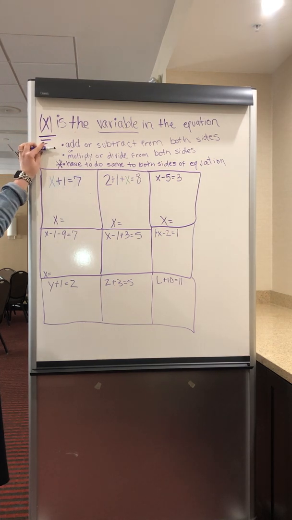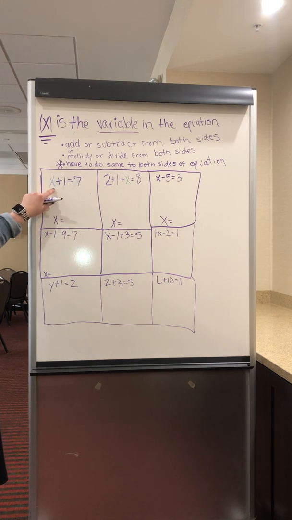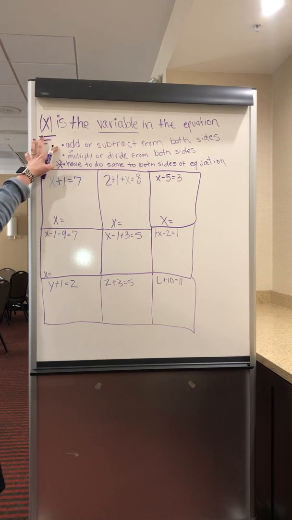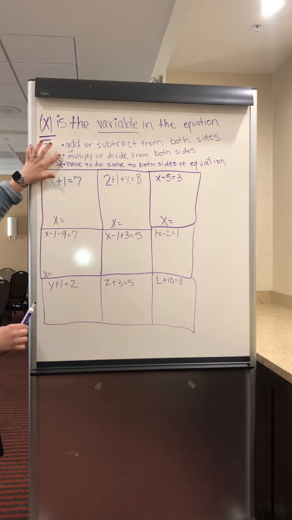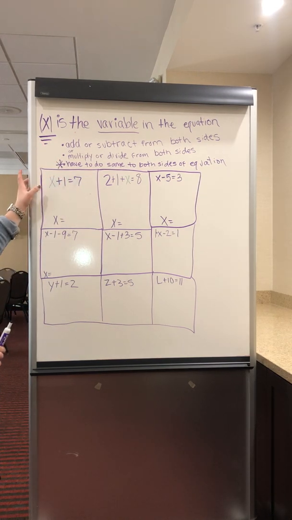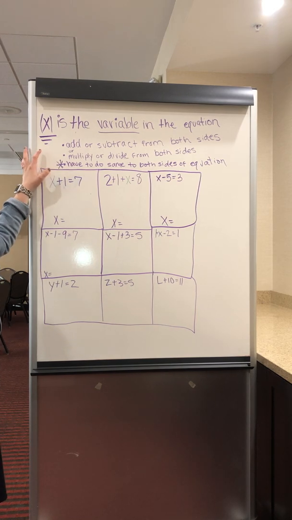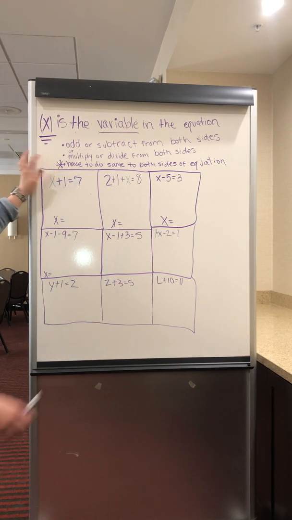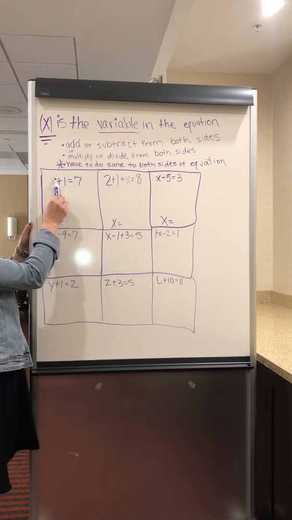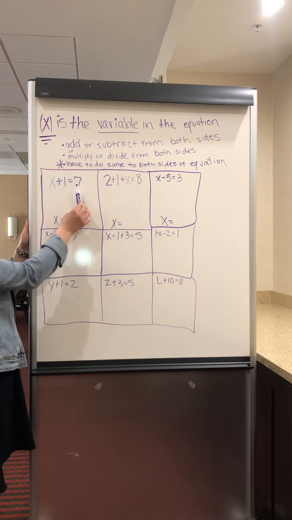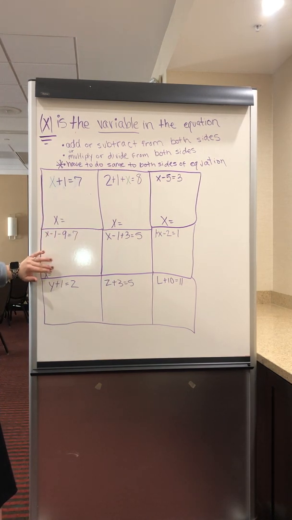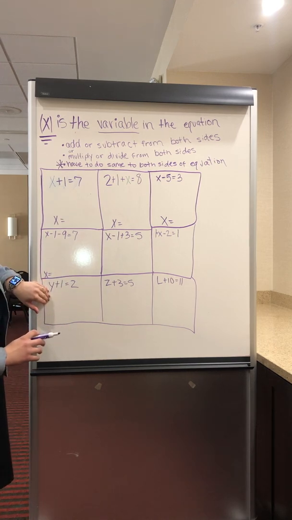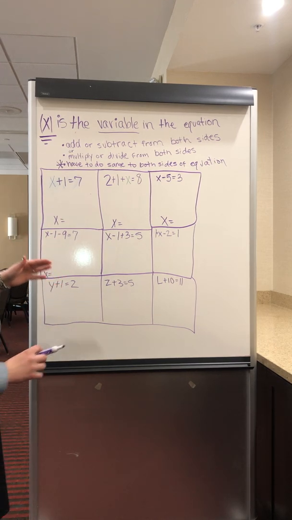Then I want to say the two things that you will be doing while finding your x. You could either be adding or subtracting from both sides, or you'll be multiplying or dividing from both sides. The most important thing to remember while solving for your x is that whatever you do to this side of the equation, you have to do to this side of the equation. So let's jump right in and figure out what these x's shall be, or other letters, like I said, any letter can be the variable.